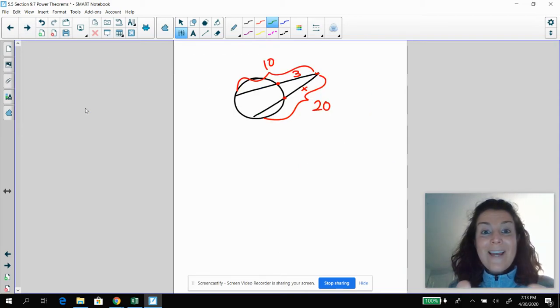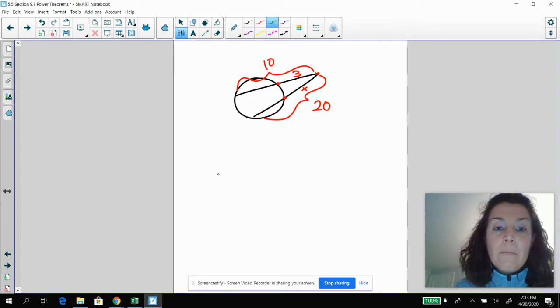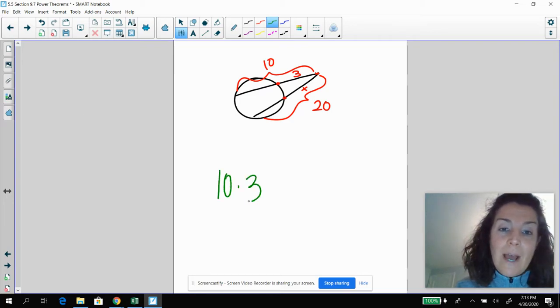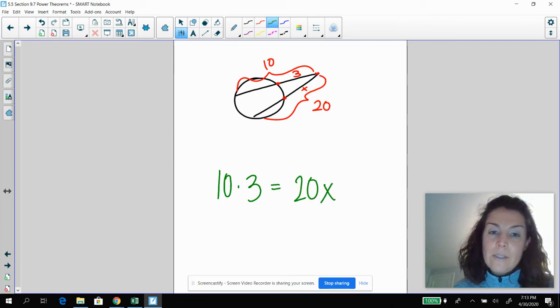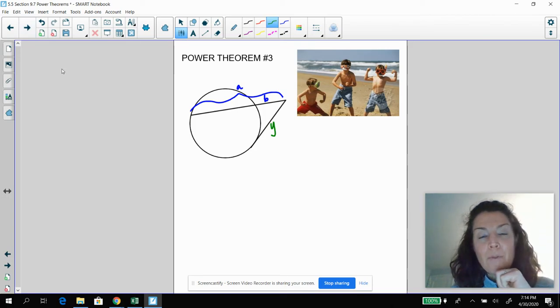So here my entire length is 10, my outside's 3, entire length is 20, outside 6. So it would be the whole thing times the outside is equal to the whole thing times the outside. So 30 equals 20x, divide by 20, you solve for x. You're done. All right, and then theorem number 3, power theorem number 3.